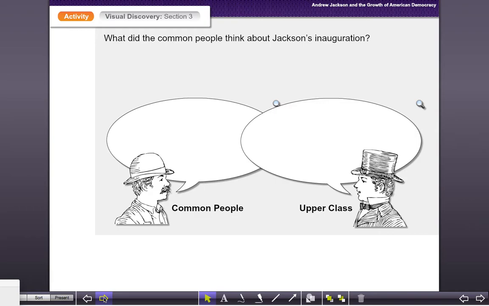Welcome back. Hopefully you got through section 3 and read it okay. Let's take a look. I'm just going to give you some possible scenarios here. And what you wrote down, if it's along the same lines, you're in good shape because we don't really know what the common people or upper class would say. But I'll give you an example nonetheless and see where you line up.